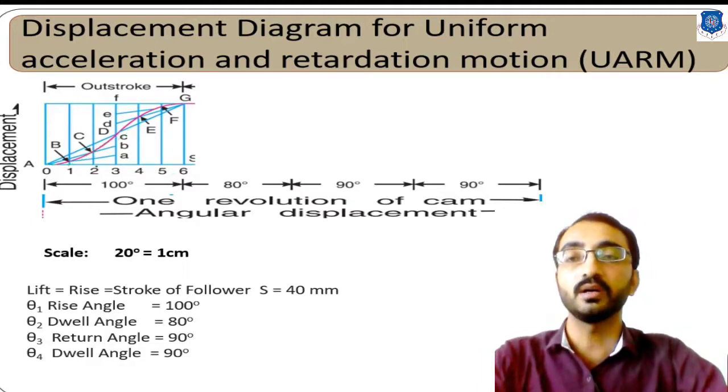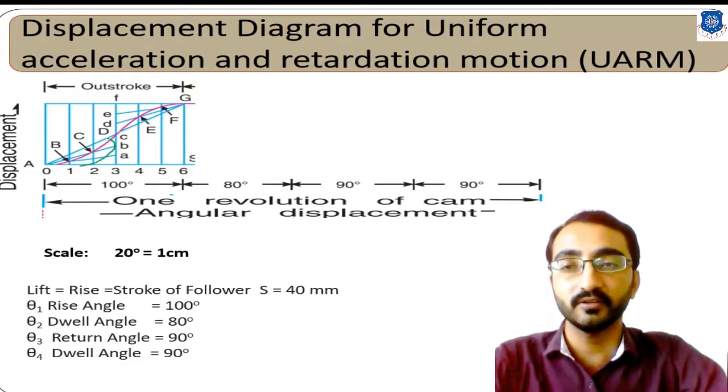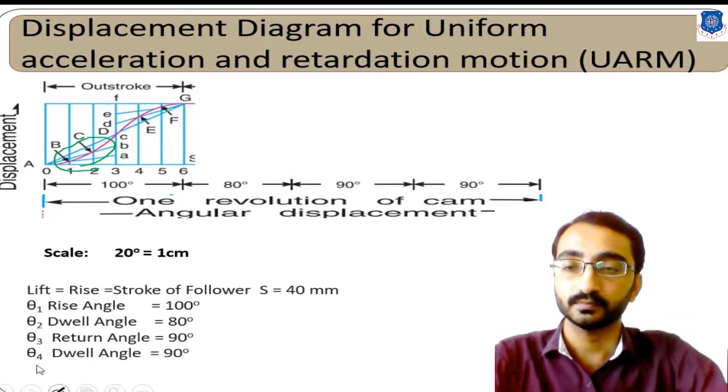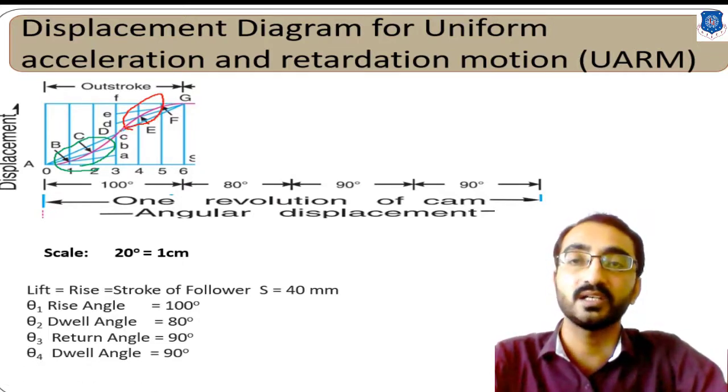Now if you observe the pattern over here, you can feel that for the first half the velocity is continuously increasing, or we can say uniform acceleration, and for the second phase, the velocity is continuously decreasing, or we can say uniform retardation. So in this way you can plot for the outer stroke, that is theta 1.